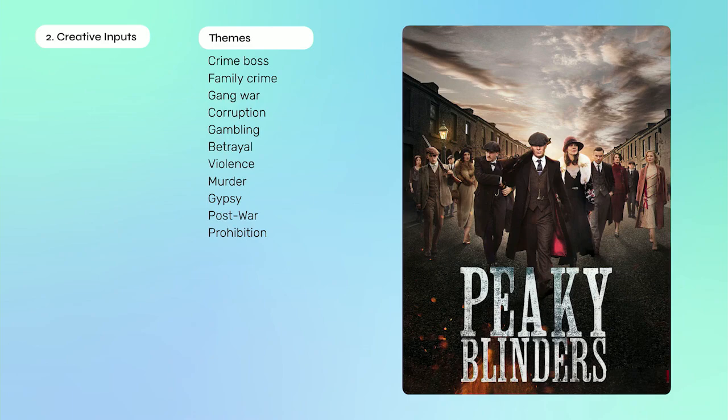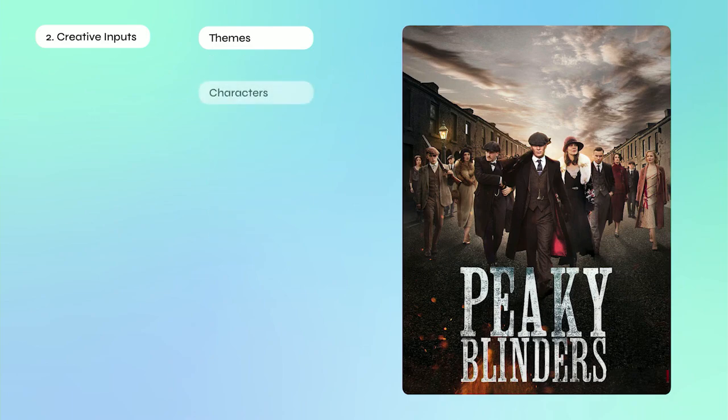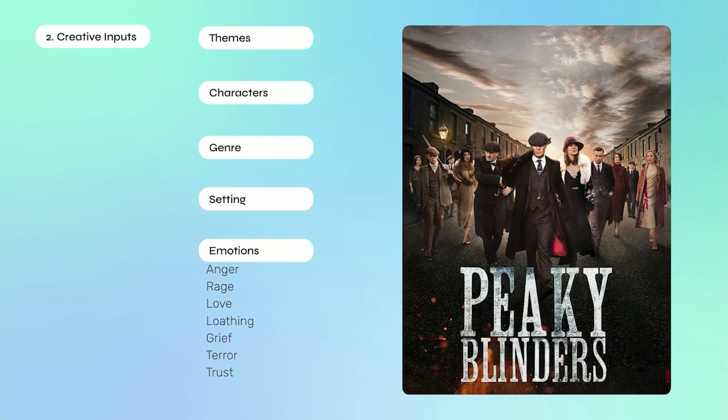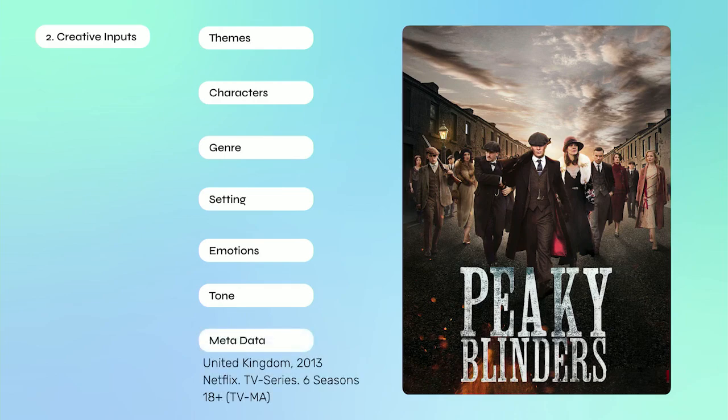When we ingest this title into our database, we're looking at key themes. We're looking at the characters. We're looking at the genre of this show, whether it's scripted or unscripted. We're looking at the setting, where it takes place. We're looking at things like emotions. We're looking at tone seen across the entire series or in the pilot. And we're also applying metadata to our database for this specific show.